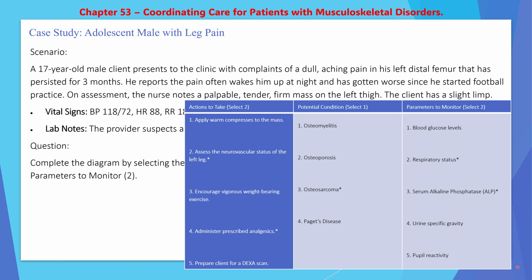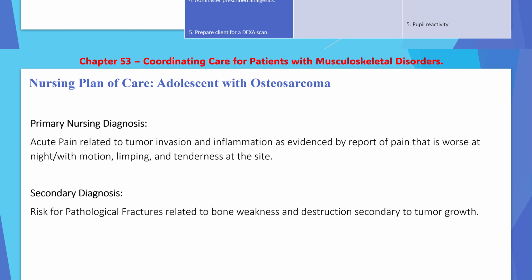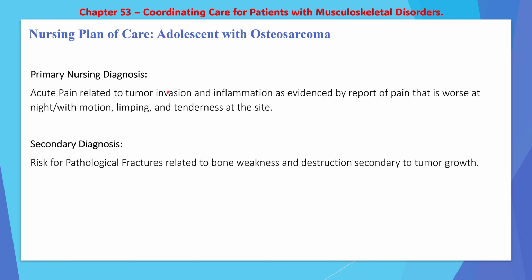So here it's to understand how in this chapter we have bone cancer. We go next. Here is my last section of this video. Nursing plan of care: adolescent with osteosarcoma.